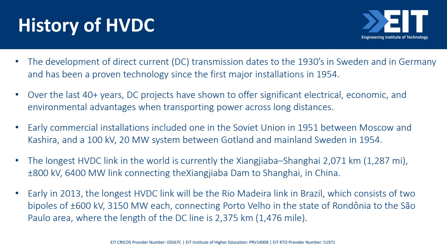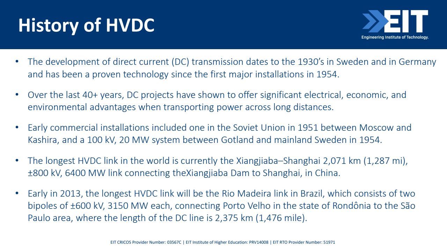They have used HVDC for several decades now. Over the last 40 plus years, DC projects have been shown to offer significant electrical and environmental advantages when transporting power across long distances. The Soviet Union also had an HVDC link between Moscow and Kashira. And there was a 100 kV, 20 megawatt system between Gotland and mainland Sweden in 1954.